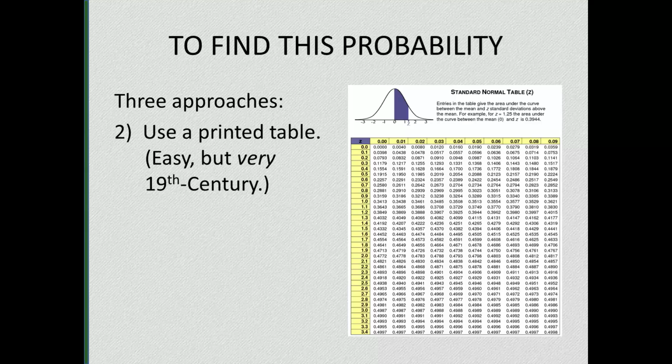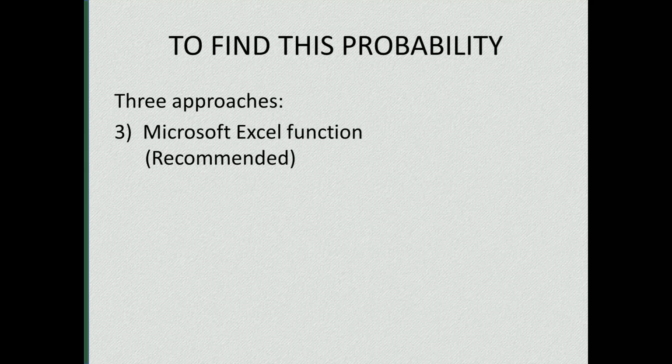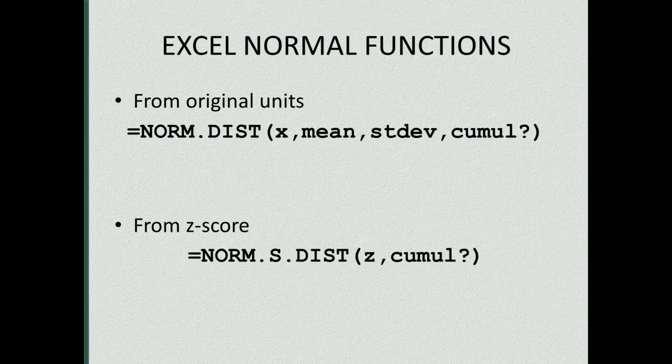What we will focus on in this class is software, and in particular a Microsoft Excel function. Within Excel, there are a couple of basic functions you can use to get normal probabilities. If we're dealing with data still in its original units, we can use this norm.dist function. If we've computed a z-score, a number of standard deviations away, it's norm.s.dist. The S stands for standardized.